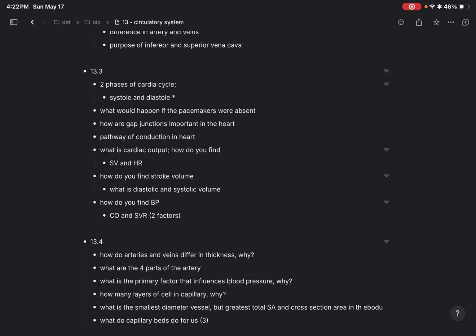How are gap junctions important for the heart? So without gap junctions, the stimulus, or the electrical signal, will not be able to move in a coordinated way throughout the heart.